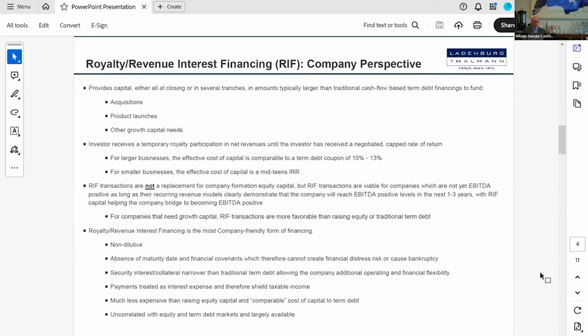So the investor here, again, receives a temporary royalty in revenues until they've received a negotiated capped rate of return. For larger companies, more established with higher levels of cash flow, the effective cost of capital is comparable to a term debt coupon of between 10 and 13%. It's definitely possible for some very large companies with lots of cash flow for the cost of capital to be even much lower than that. But for most companies that are stable, the cost of capital is about 10 to 13%.